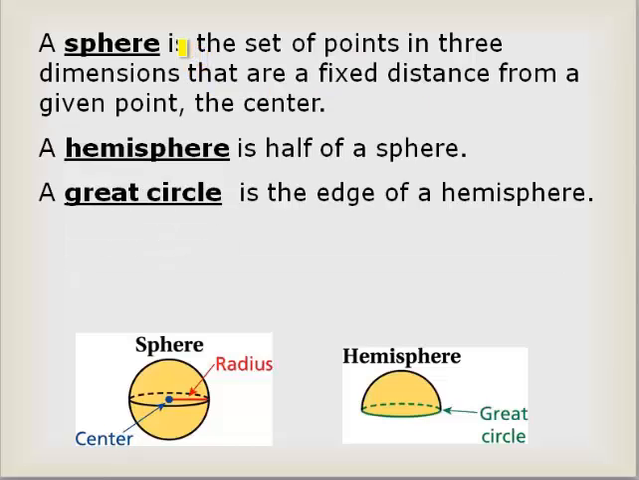A sphere is the set of points in three dimensions that are a fixed distance from a given point, and that given point is called the center. A hemisphere is simply half of a sphere, when a sphere is divided through the center by a plane. The great circle is the edge of a hemisphere. So this is the great circle, right here on the edge.